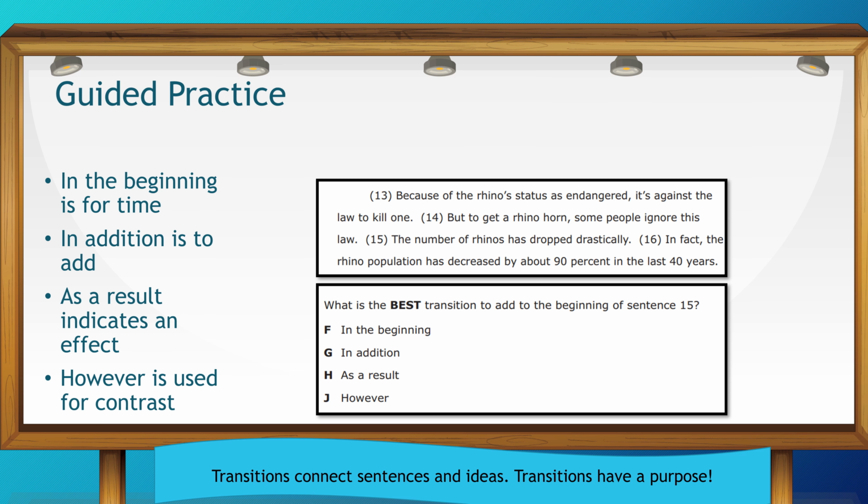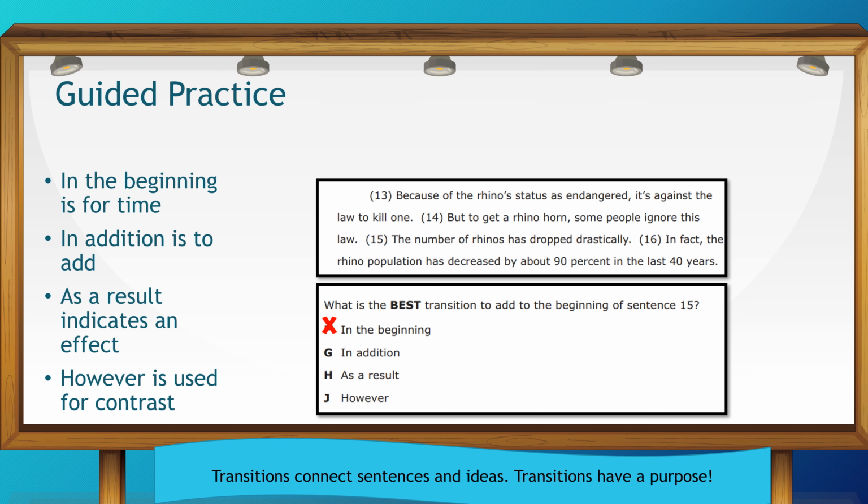So if we study each transition in the answer choices, we know that in the beginning is used for time. We know that in addition is used to add. We know that as a result indicates an effect. And we know that however is used to contrast. So now we can start to eliminate what we know is not the answer.